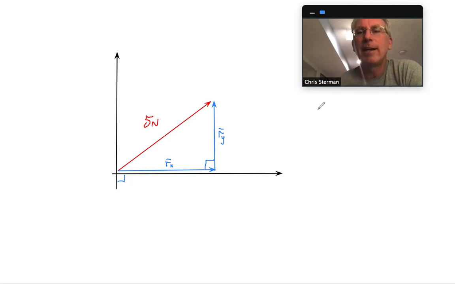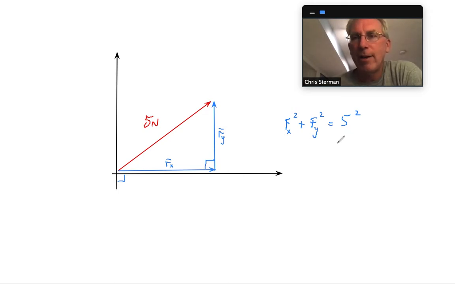You've got some techniques. You could say that f of x squared plus f of y squared is equal to 5 squared. Where did I pull that out of? That, my friends, is the Pythagorean Theorem. So go Pythagoras. Okay, but I don't know f of x or f of y, so that's a problem.